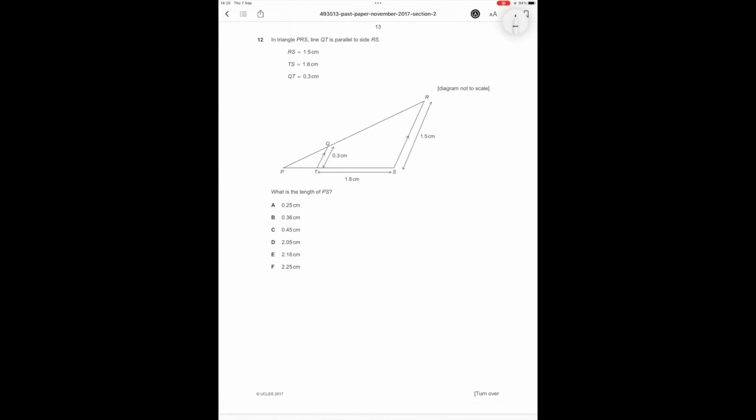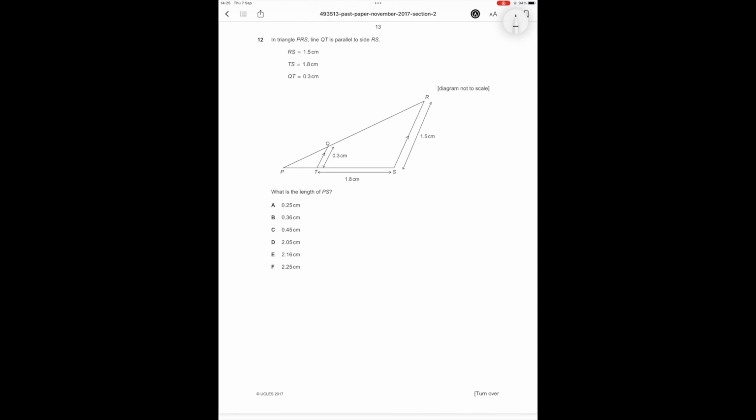Question number 12. In triangle PRS, line QT is parallel to side RS. The rest of the information you can see on the diagram. What is the length of PS? So this is playing with the concept of similar triangles, which is essentially saying if two triangles are mathematically similar, they're going to have parallel sides like this, and their length ratio is going to be the same for all their lengths, and this seems to be something that they quite like in the BMAT.